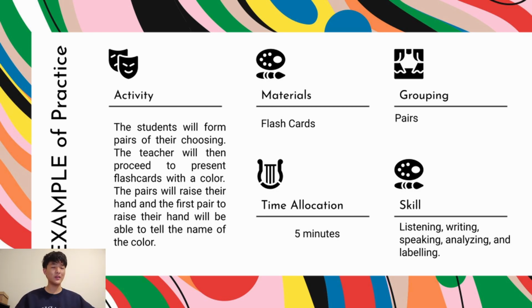This is a very small activity. It shouldn't take more than 5 minutes. Now we're going to be using the skills of speaking, analyzing, and labeling. The grouping is in pairs. As I've told you, it's very simple.